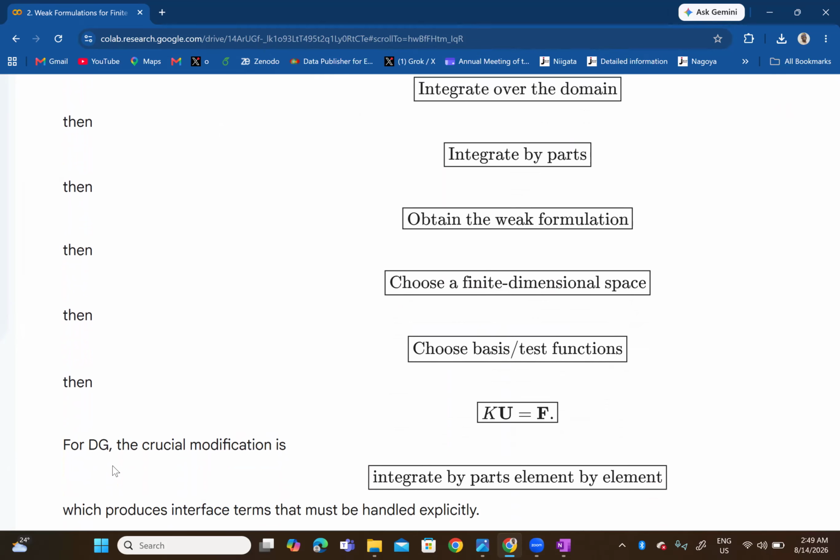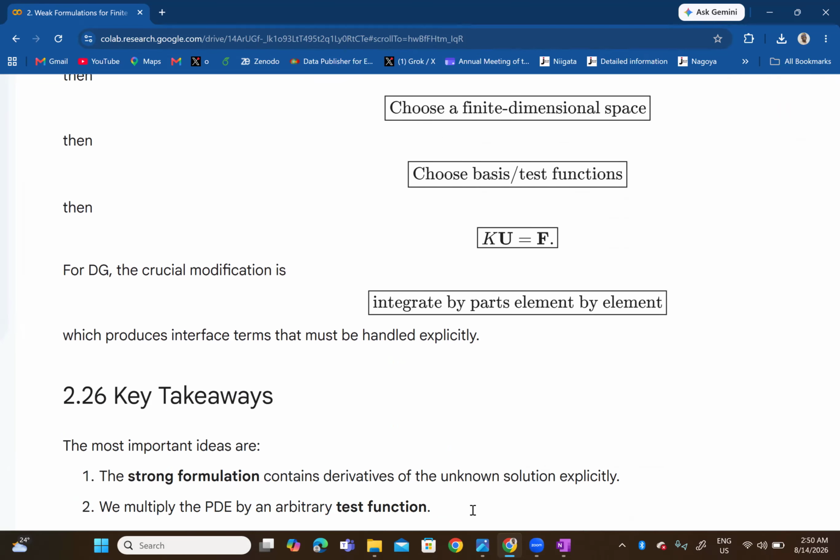For the discontinuous Galerkin, the crucial modification is you integrate by parts element by element. So for discontinuous Galerkin, you do this element by element, and that is why for discontinuous Galerkin, parallel computing is easy, because everything happens within each element. There's a localization in every element. So this produces interface terms that must be handled explicitly.